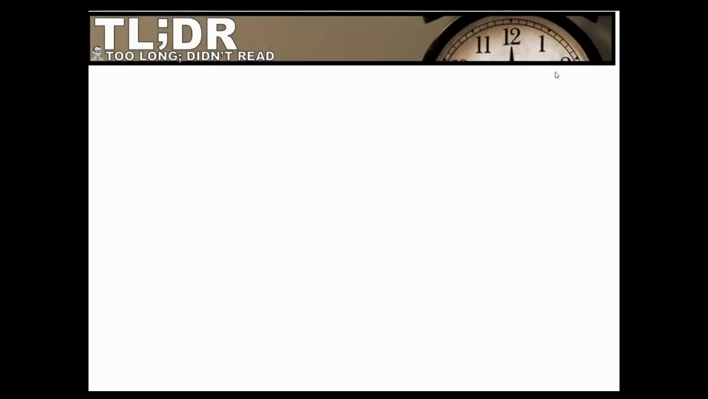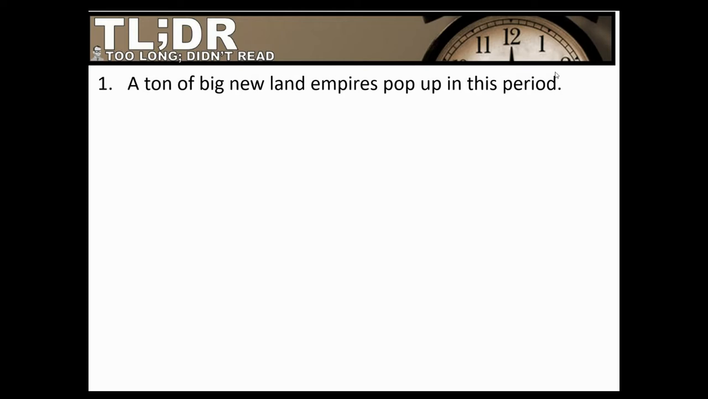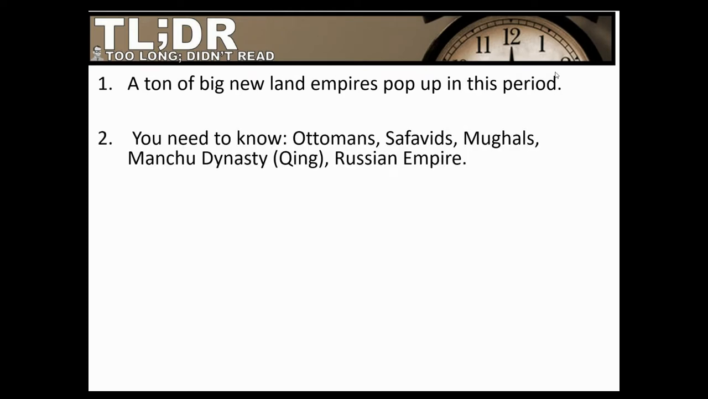So now you feel like a real French royal. All right, so let's take a look at what was going on in this kind of overview. We've got a ton of big new land empires popping up in this period. The ones that you need to know, and we're going to look at a little bit later, are the Ottomans, the Safavids, the Mughals, the Manchu, also known as the Qing, and then the Russian Empire.